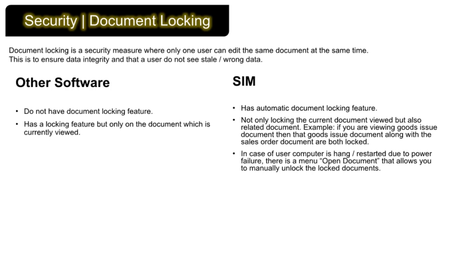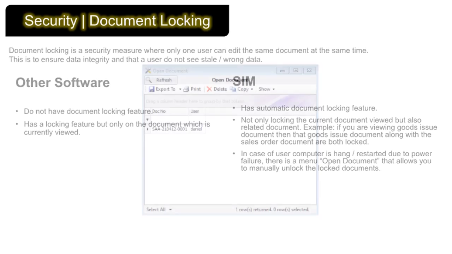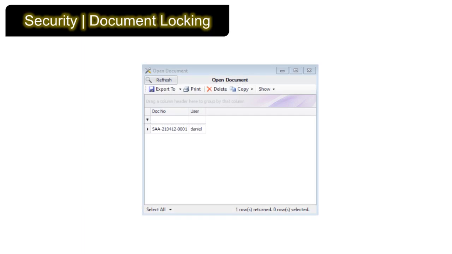Good point, Lisa. But I am not sure about my existing software. I must check with my vendor later on then. This is the interface of open document. Here you can see which documents are currently being locked by whom. You can unlock a document from this menu.